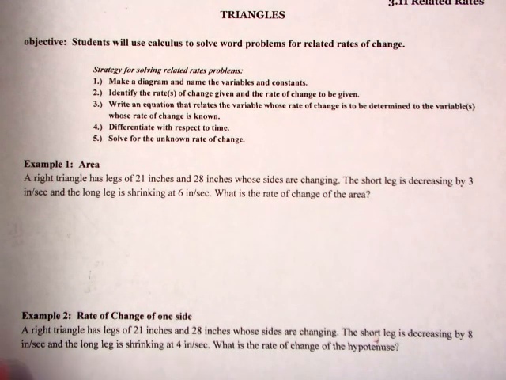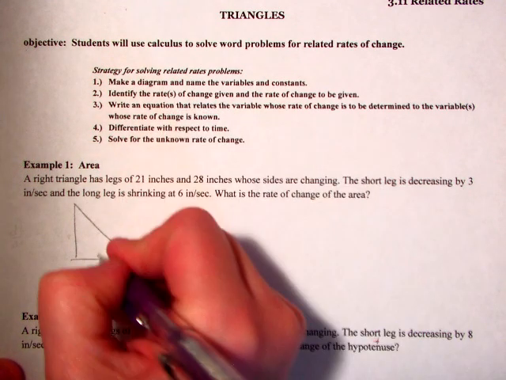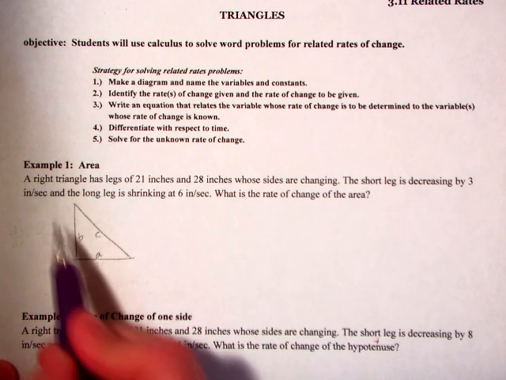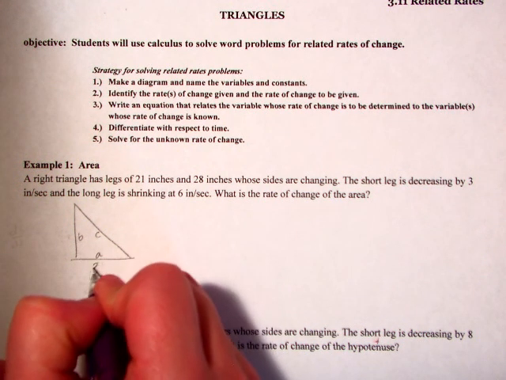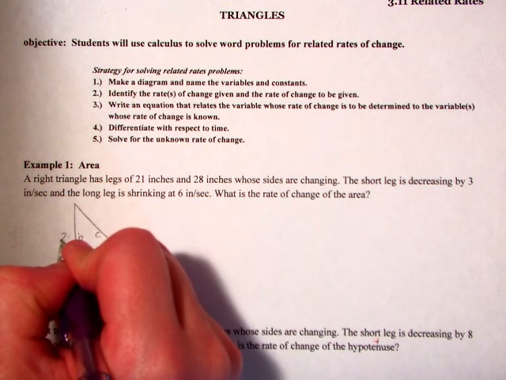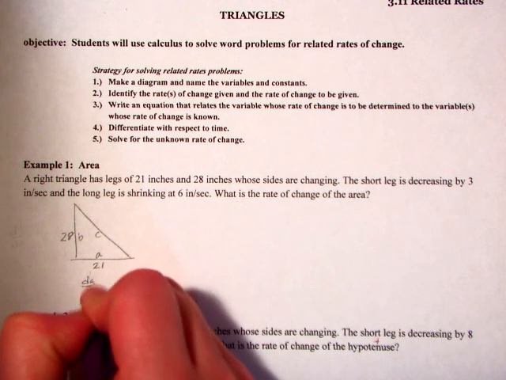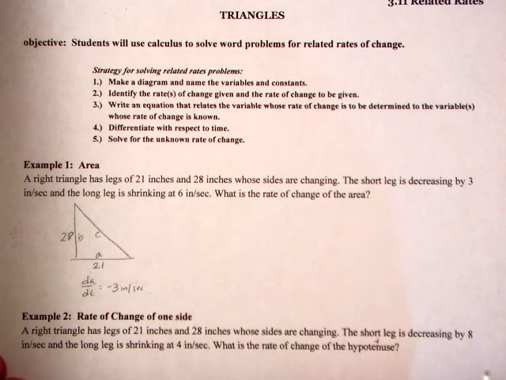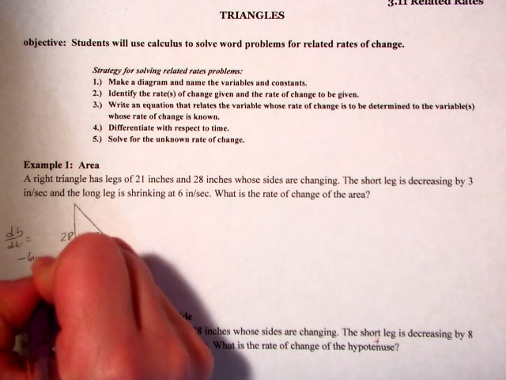okay, we're going to draw a diagram. I try to always draw and orient my pictures the same, where this is A, this would be B, and this would be C. The two legs are going to be the non-hypotenuse sides. I'm going to call A 21 and B 28. Key information is that the short leg is decreasing by 3 inches per second, so my dA/dt is equal to -3 inches per second. But my longer leg is shrinking, dB/dt, at -6 inches per second.